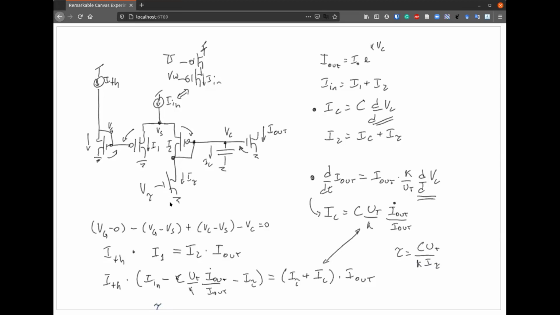Tau that multiplies 1 plus I threshold over I out, plus I out is equal to I threshold over I tau times I in minus I threshold. Okay, so we're done. Sorry, you don't see the very bottom part. But basically it's 1 plus I threshold over I out.